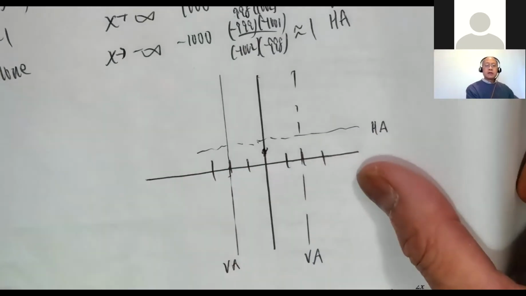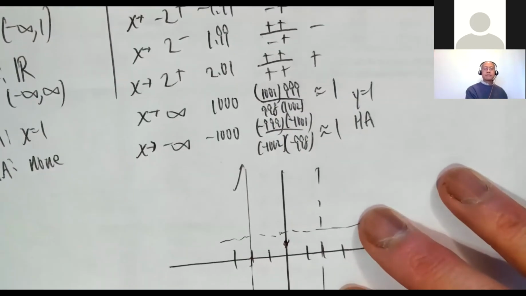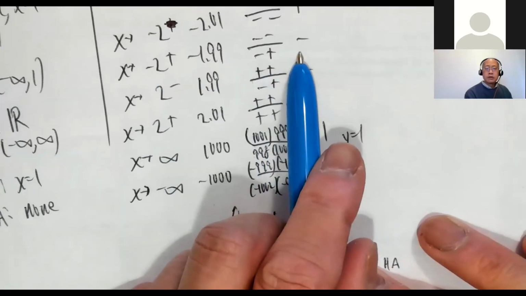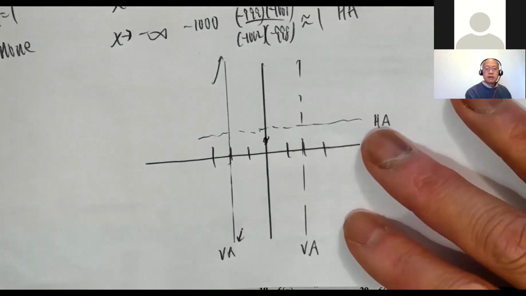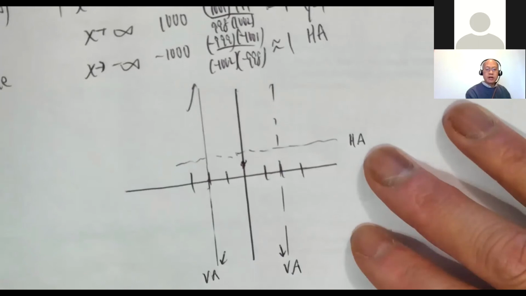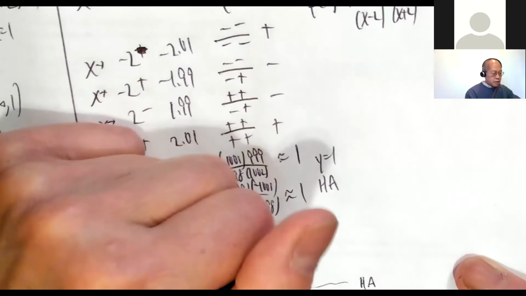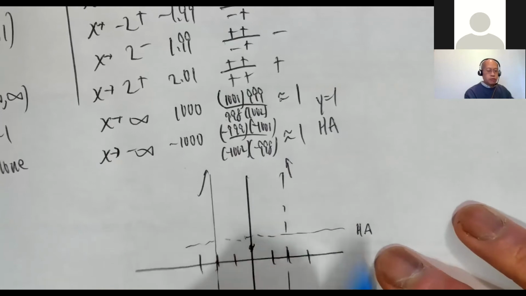Let's look at what happens at -2. A little bit to the left of -2, positive. To the right of -2, negative. And then what happens near x equals 2? On the left side, negative, which really means it goes toward negative infinity. Slightly bigger than 2, positive. And then end behavior, they both approach y equals 1.